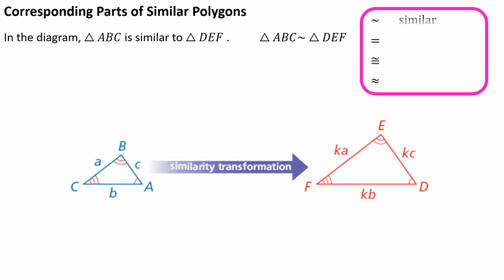Symbols we've been using so far. Right, we've just added similar to our list. Of course, we've been using equal. Notice the symbol for congruent is taking the symbols for similar and equal and putting them together, right? Because congruent is same size and same shape. And then, of course, we've also used the symbol for approximately when we have to round things off.